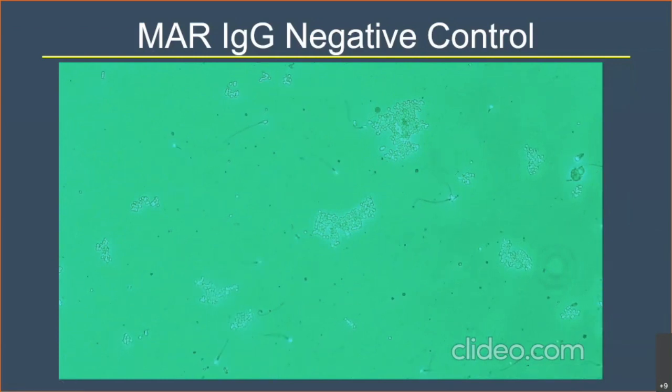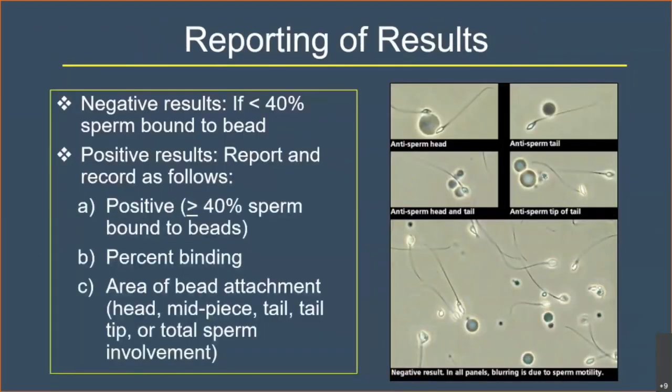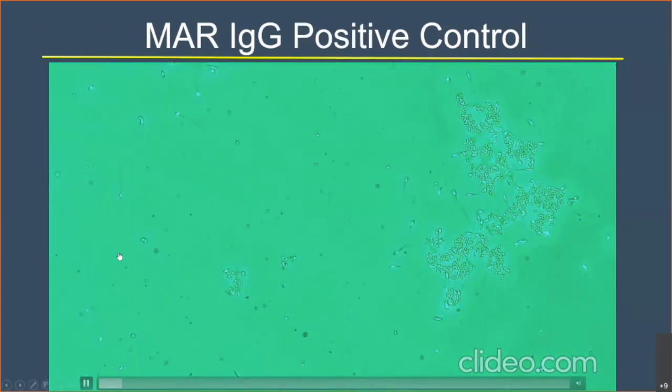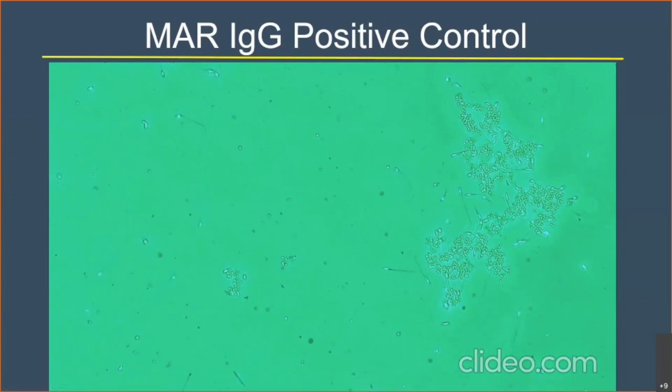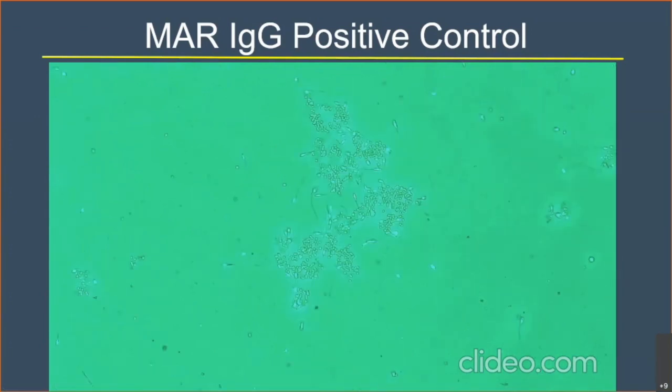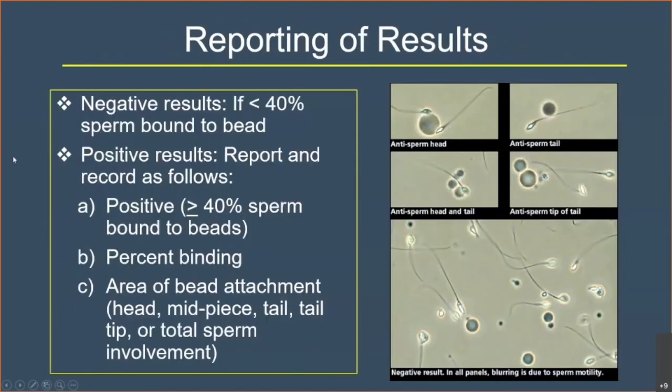Next slide, please. Oh, there was another one. Please go back. The positive control. So here you will appreciate the positive control. And what I want to show you here is the clump of beads and the spermatozoa that are attached in this clump, and they're attached either by the tail or by the head, but they are basically bound to the beads. And so this was a positive control.